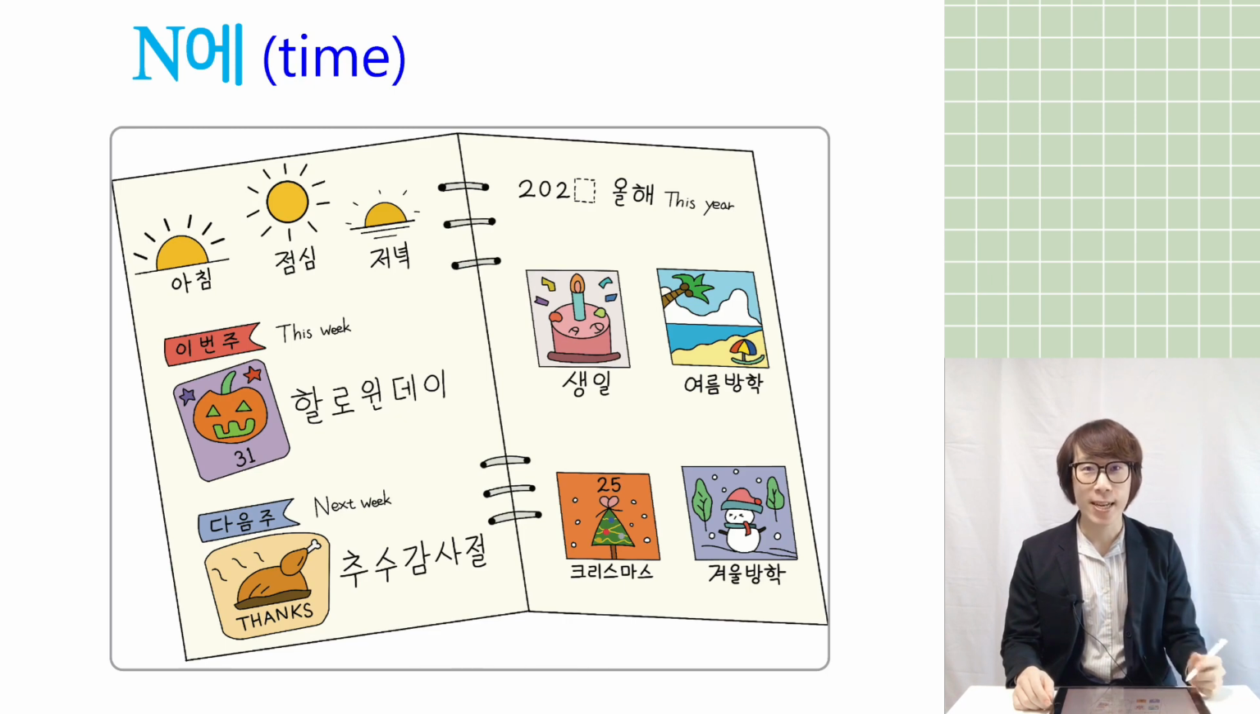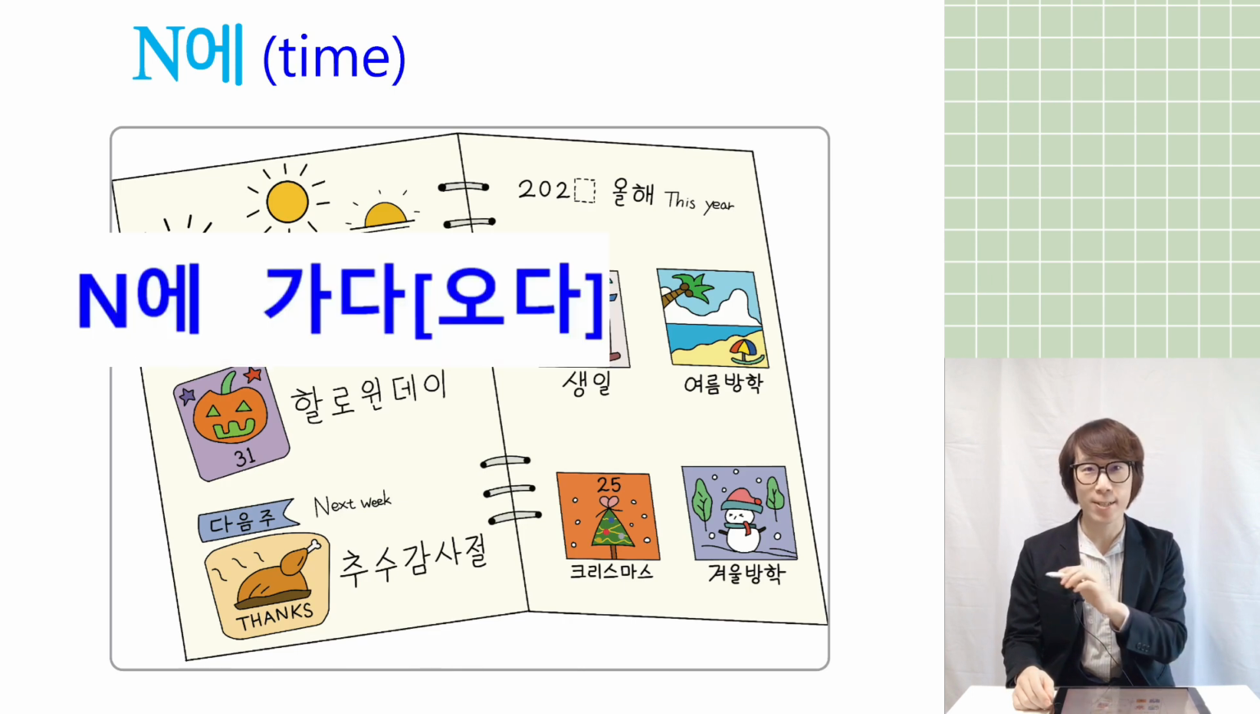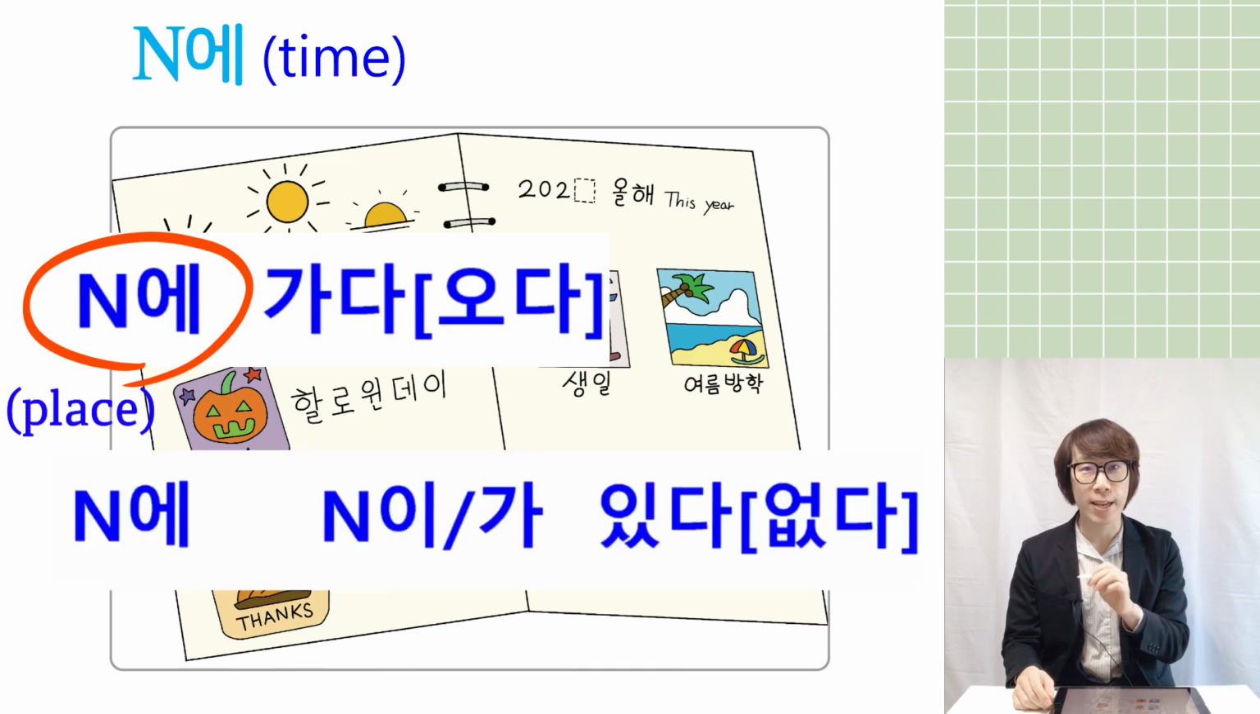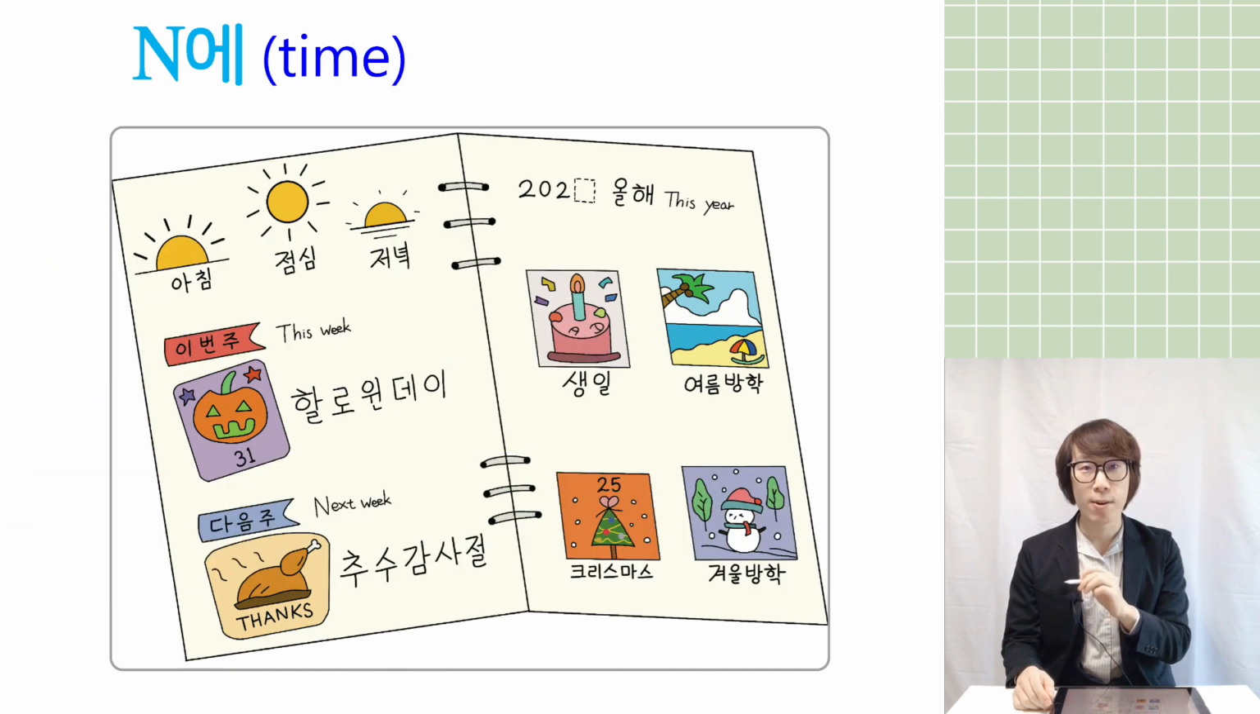noun-에. Last time I taught you the noun-에 is indicating the place, right? noun-에 가다, 오다 is place. And also there is somewhere, noun-에 있다, 없다. So there is also noun-에 indicating place. But this time noun-에 has another function, which is about the time. So noun-에 indicates the time as well.